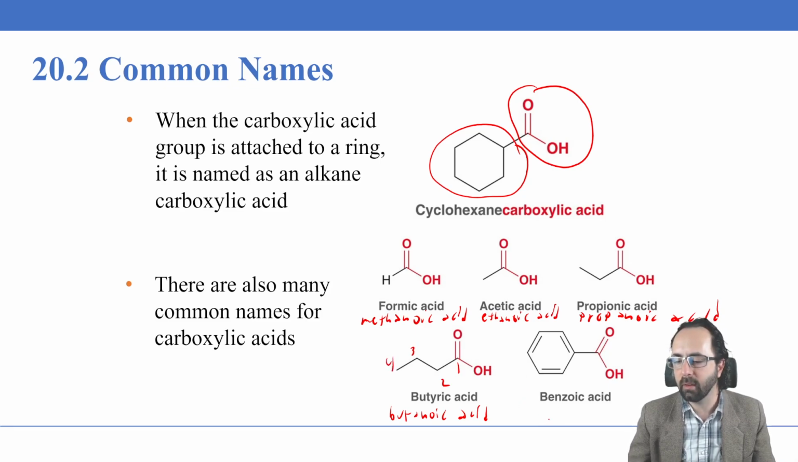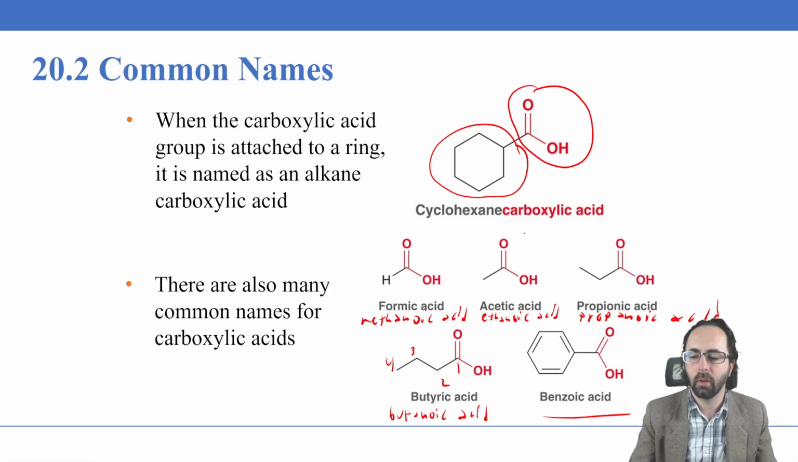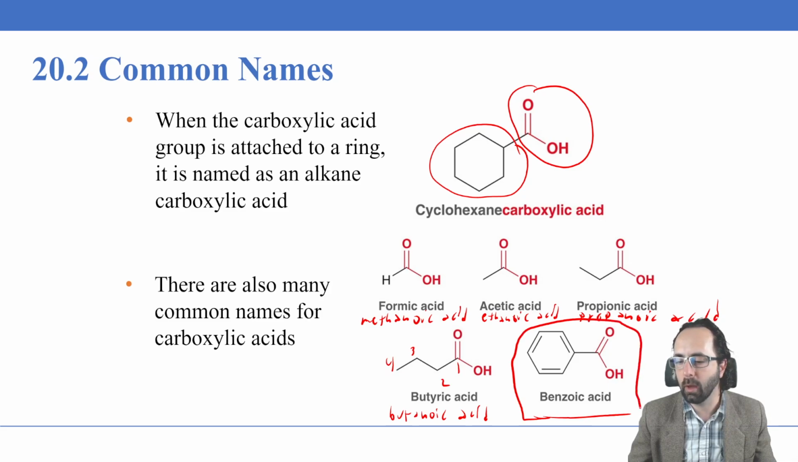And then benzoic acid is a common name that you must use. So for the other ones, I'd accept either one, but the systematic name is technically the ones I wrote below. The common names are the ones that are often actually commonly used. And benzoic acid is used all the time, so that's definitely one that you have to commit to memory, benzoic acid, which is when you have the carboxylic acid directly attached to a benzene ring. And we learned that in chapter 17 about the aromatic rings.